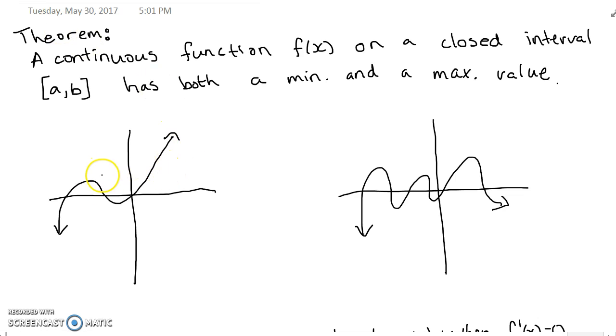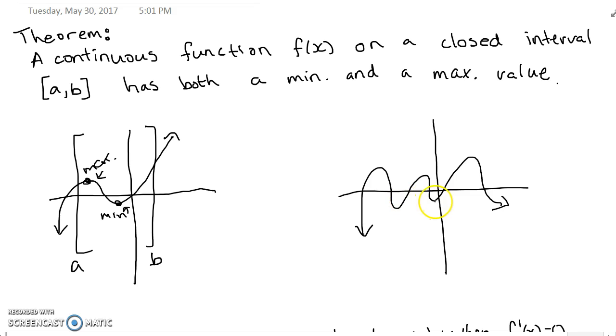If I did not have an interval, for example on this graph on the left, it currently only has a local maximum and a local minimum. There's no absolute max or min because the graph opens both down and up, meaning that it goes upwards to infinity and downwards to negative infinity. But if we take an interval, let's say from here to here, it now has an absolute maximum at this point here and an absolute minimum right here.